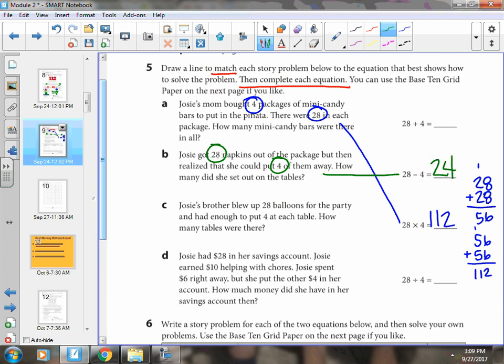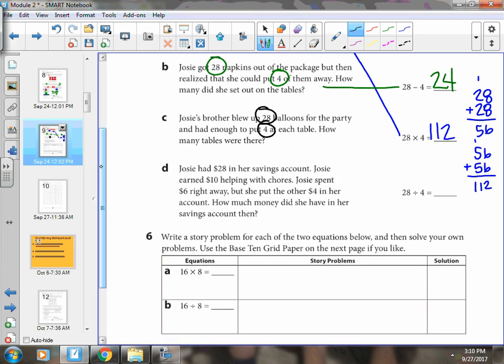Letter C, Josie's brother blew up 28 balloons for the party and had enough to put 4 at each table. So he had 28 balloons and he was dividing them up at the tables. So 28 divided by 4. I know 28 divided by 4 is 7, which means there were 7 tables. If you remember from the first page, there's really only a need for 6 tables of people. So who knows, maybe those were balloons for the 7th table, which is the food table, or an extra table for gifts or something, right? But 28 divided by 4 is 7.